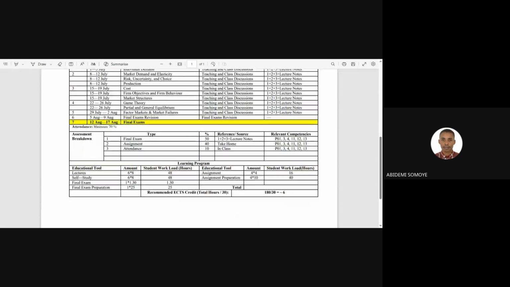If you take a look at the assessment breakdown, your attendance is very important, which is 10 marks. Your assignment will be 40. I'm going to be giving you about 3 to 4 assignments, probably 4. Then your final exam will be 50, and everything makes up 100.